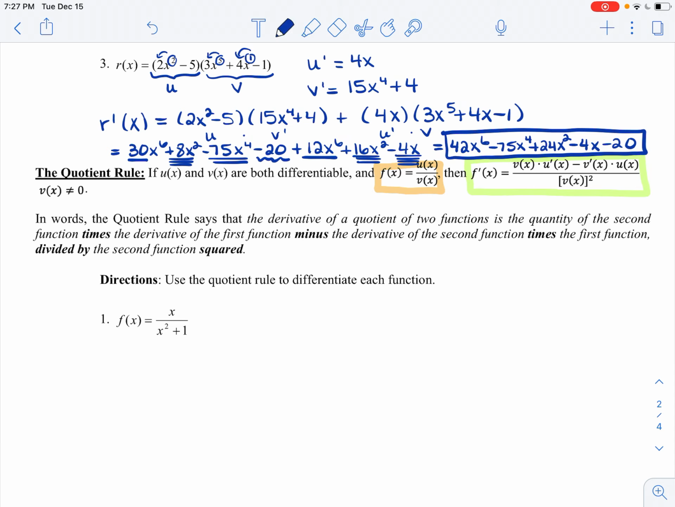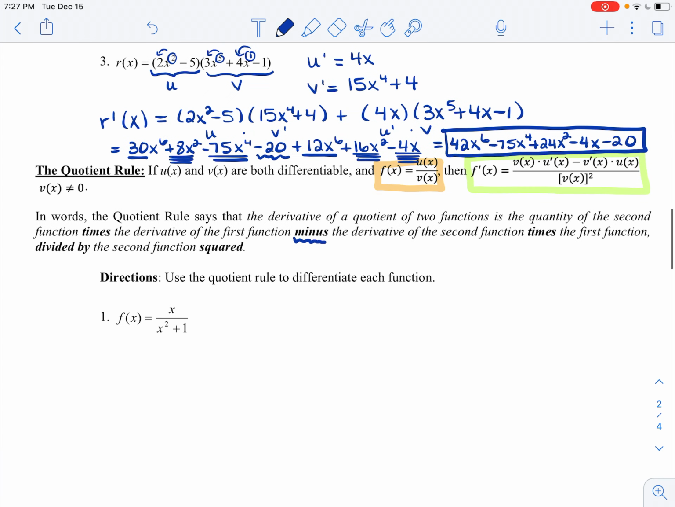So we're actually going to start this one with the denominator function. So when we refer to it as the first function or the second function, the first function is the numerator u, the second function would be the denominator v. So we're going to take the second function times the derivative of the first, so that's v times u prime. And now we're going to use subtraction here. So minus the derivative of that second function and the product with the first function, so v prime times u.